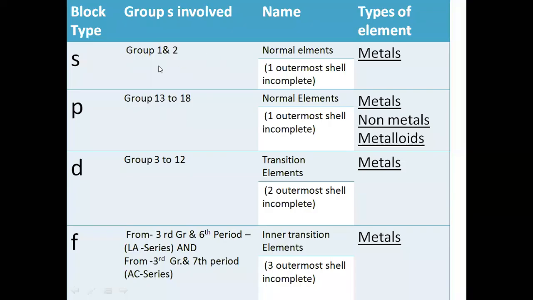What you can see on the screen is I have differentiated some blocks with some headlines. Let's try to understand this. This is the block type. This is the groups involved in that block, and this is the name particularly given to those elements. And the last one is which types of elements are present in that particular block. So let's focus on this.